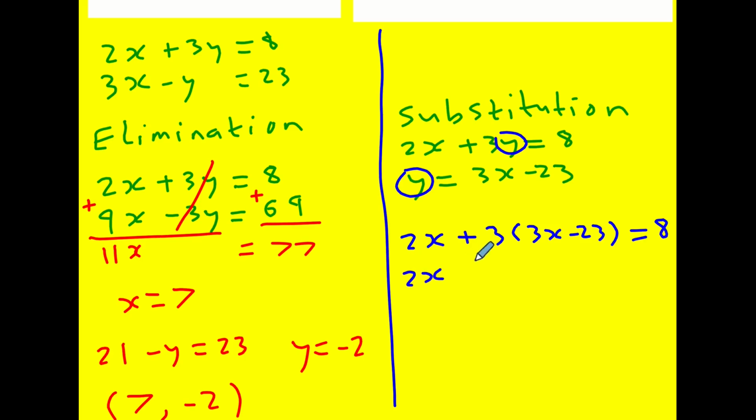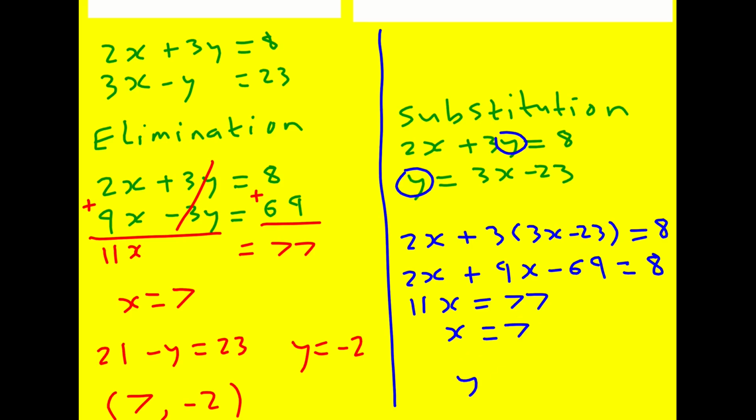We've got a little bit more to do, because we've got to expand this bracket. But you can see the same kind of numbers coming back. We're again going to get that 11x equals 77 just by rearranging this, and x equals 7, and y, if I put it back into the top one or the bottom one, I'm again going to get that y is equal to -2. So which is the easier method?